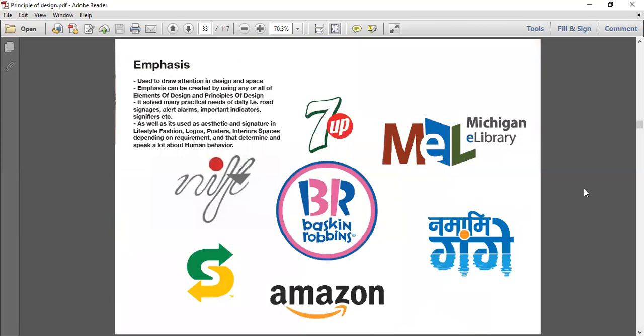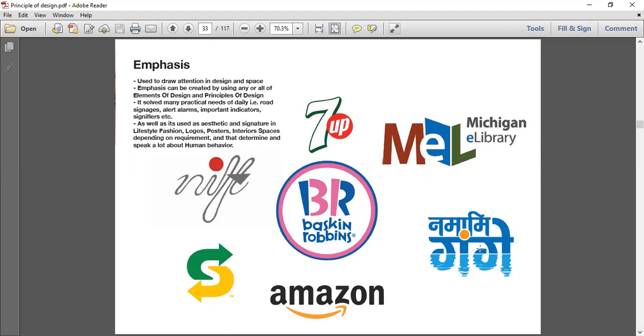Now we have one of the most important design principles to discuss, and that is emphasis. As in the initial class, when I was giving you the concept of emphasis and contrast, when you notice, for example, this logo of NIFT, the very first thing that you see, your eyes will go towards the dot of the eye, the circle above the eye which is being created. In 7-Up, the Up will draw your attention. In the Michigan e-library logo, this E portion will draw your attention. Subway, the logo itself. Baskin Robbins, the BR. In Amazon, the smiley face.